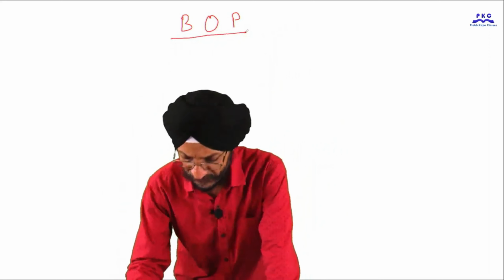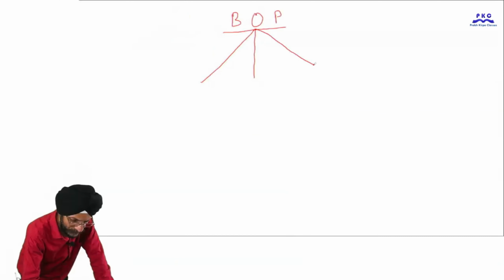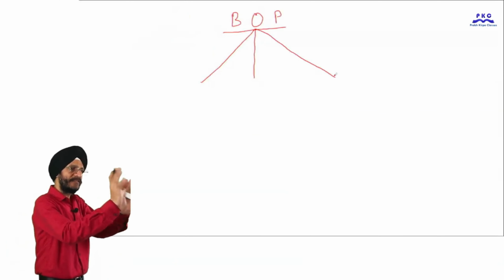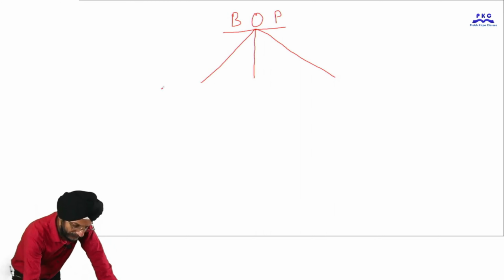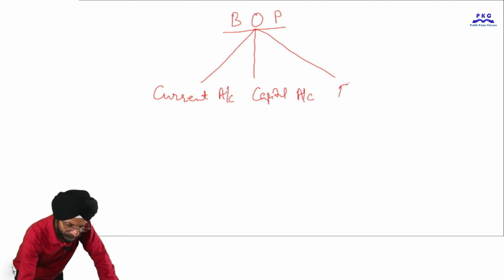You have already learned that balance of payments consists of three components. That is, balance of payment has three components, and these are current account, capital account and financial account.